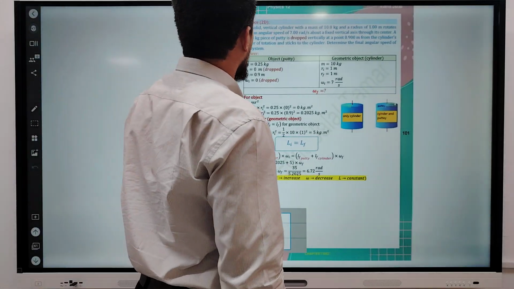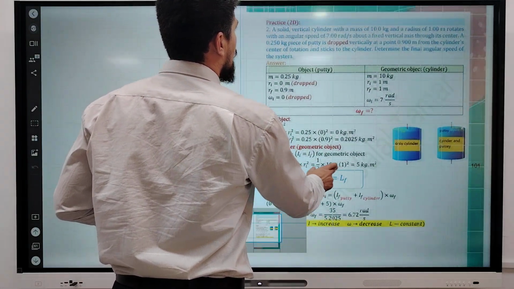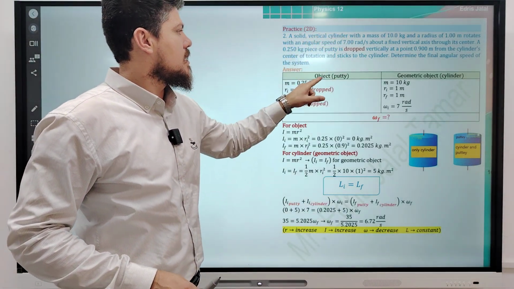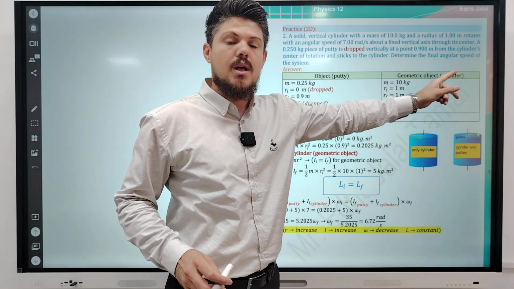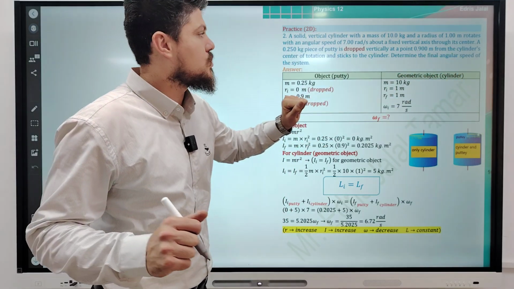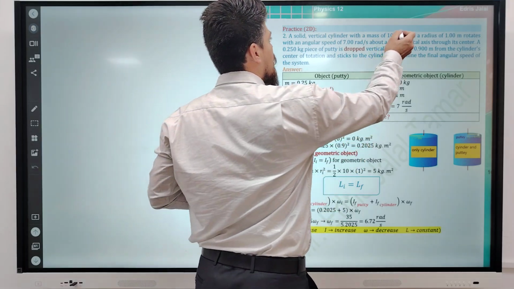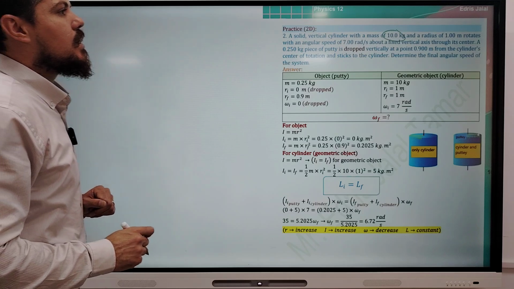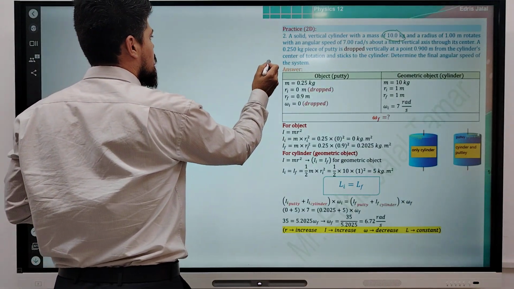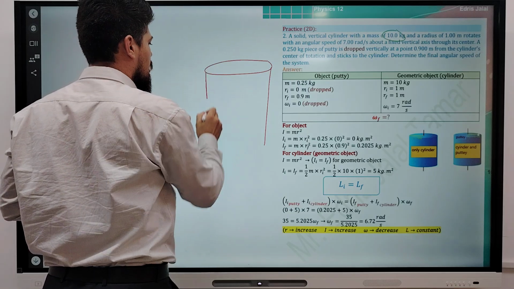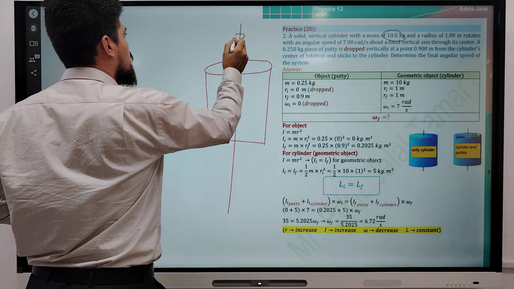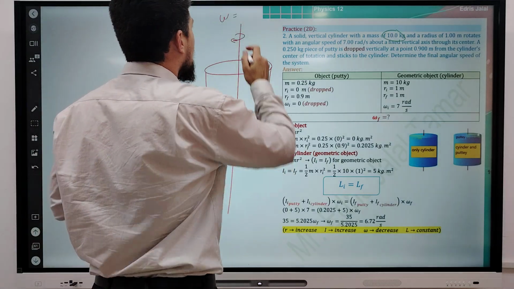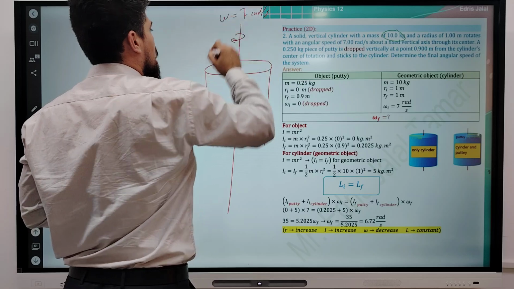Question 2, practice 2D. A solid vertical cylinder. Very good question, guys. Listen carefully, please. What is our geometric shape? Cylinder. The moment of inertia for the cylinder is equal to 1/2 m r square. The mass of the cylinder is given as 10 kilogram. Its radius is 1 meter. This is the axis of rotation of the cylinder, which is rotating with an angular speed of 7 radian per second.